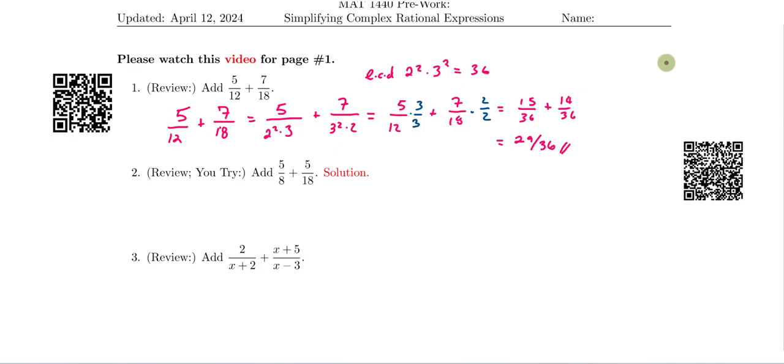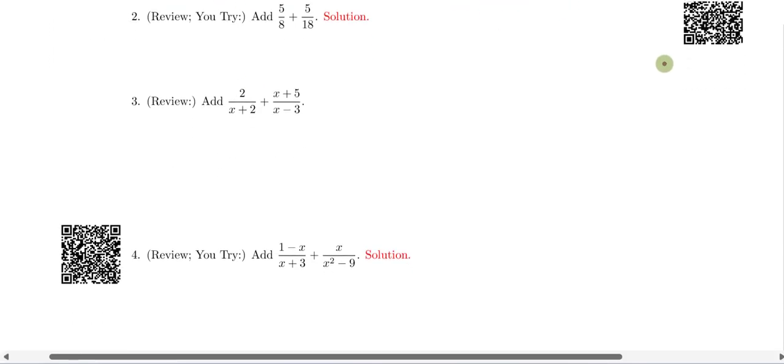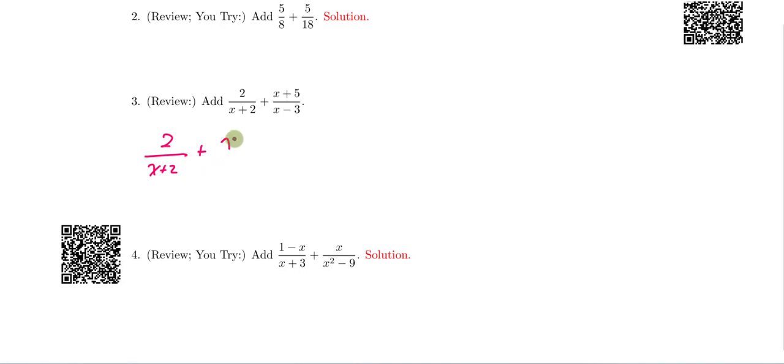Okay, so hopefully you've done that. Now I'd like to extend this. This is actually our goal: to add together rational expressions, and the work looks the same. So we want to add together this fraction to this fraction, and just as we did before, it's going to be helpful to identify the least common denominator. Well, in our case, the least common denominator is x plus 2 times x minus 3.